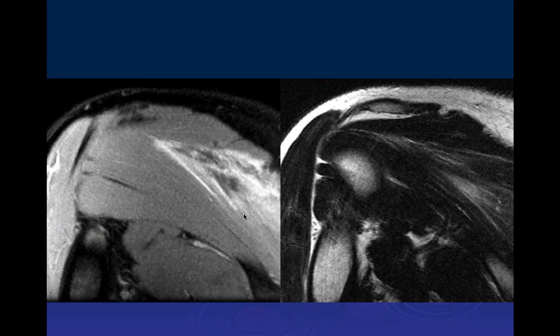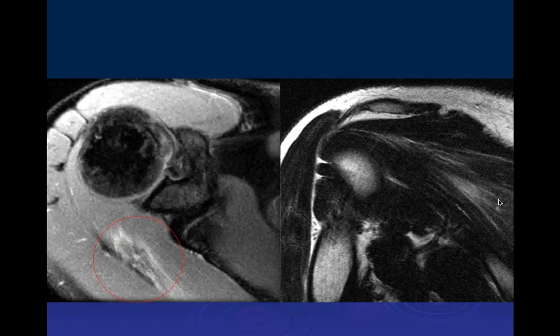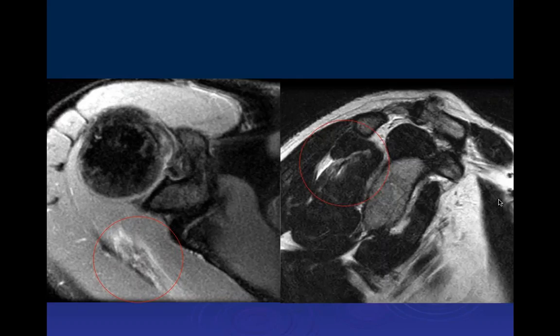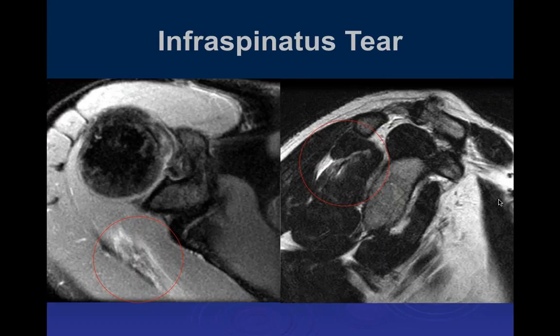So, let's see. Dan, what do you think of this? It looks like we've got a coronal PD fat sat on the left and a T2 or PD on the right. It looks like there's a muscle that's increased signal, so like a moderate grade tendinosis or straining. I believe that's infraspinatus. So you can get actual tears of the muscle.